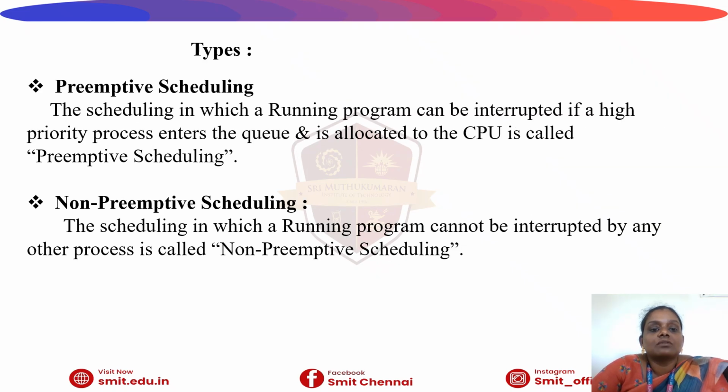Types of scheduling: one is preemptive scheduling and the other is non-preemptive scheduling. In preemptive scheduling, a running process can be interrupted and the CPU is given to a higher priority process, and it is used in modern operating systems. For example, round robin and preemptive priority. In non-preemptive scheduling, a running process cannot be interrupted. The CPU is released only after completion. Examples are first come first serve and non-preemptive shortest job first scheduling.